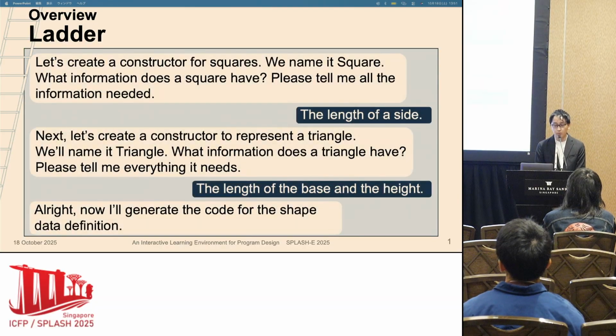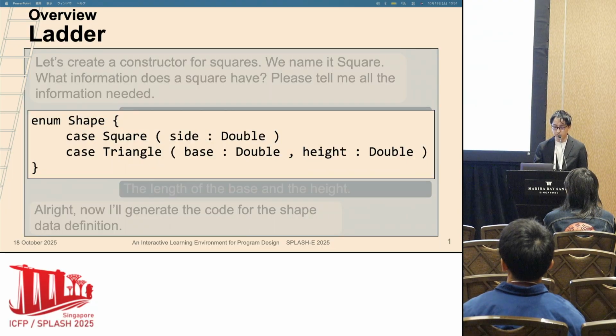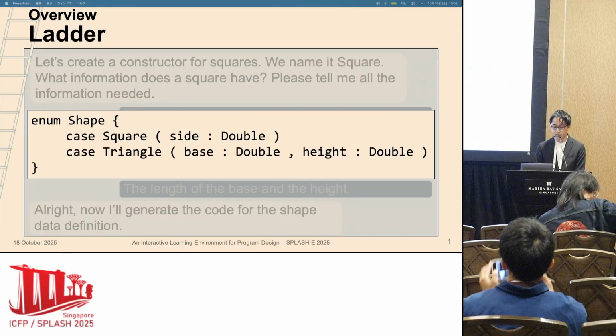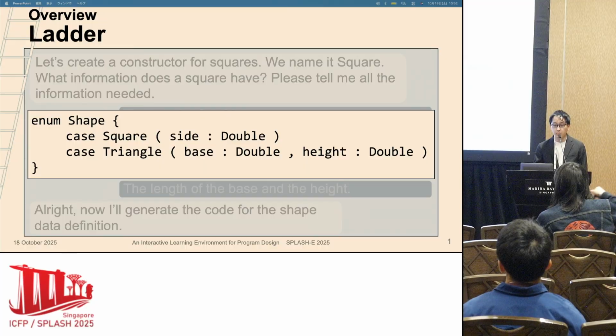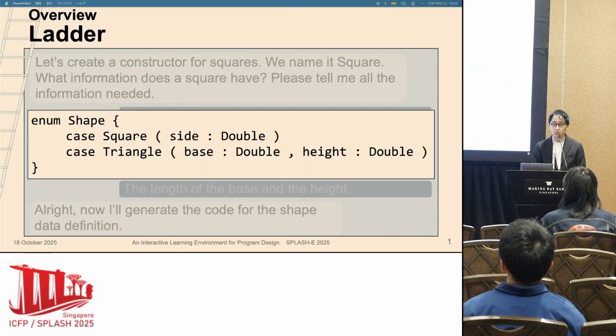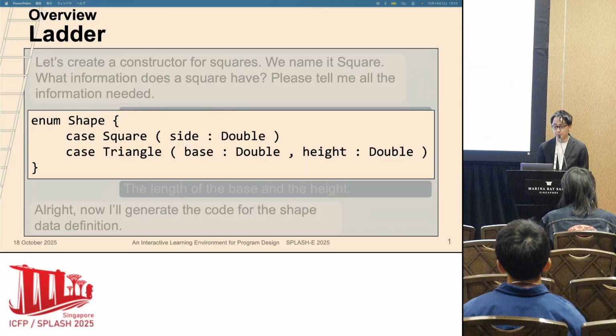In this way, all the necessary information is collected. Ladder automatically generates the data definition code in Scala, like this. This is how Ladder works as an interactive learning environment. And importantly, because Ladder uses an LLM, it can handle any problem students choose to work on. This means Ladder does not require model answers from teachers.